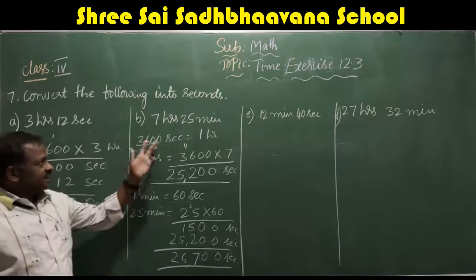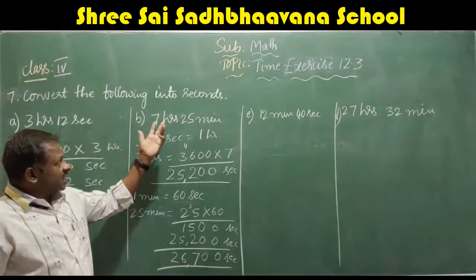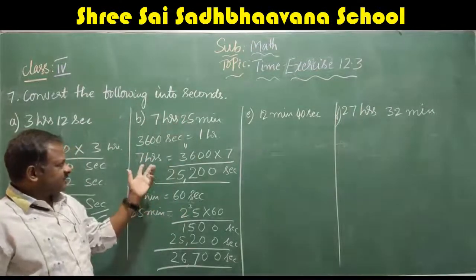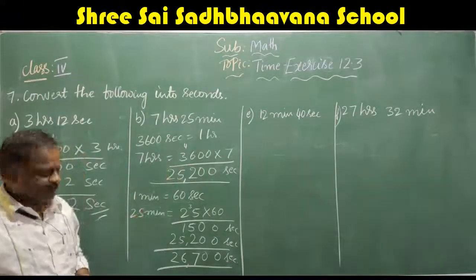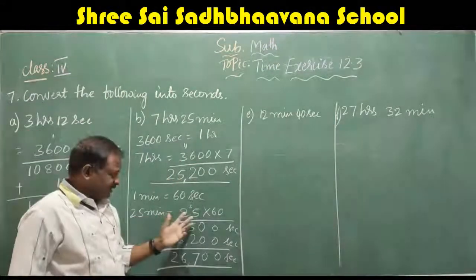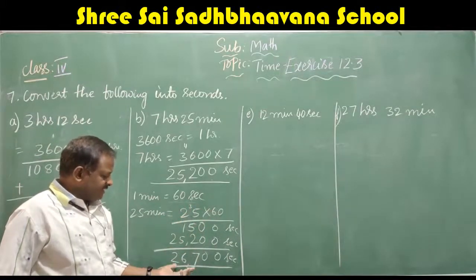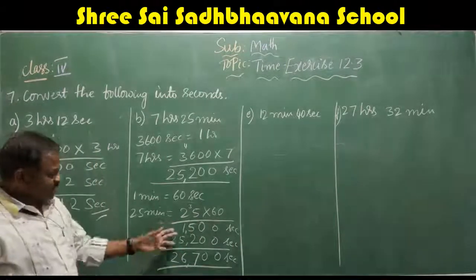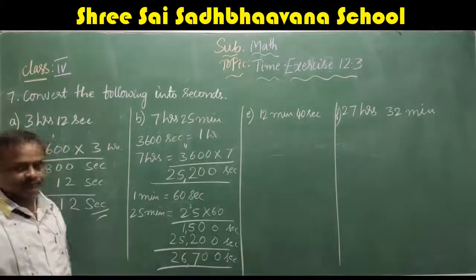Once again I will explain. Here they are given 7 hours and 25 minutes. That means you have to convert hours also into seconds and minutes also into seconds. First we will convert 7 hours into seconds. You will get 25,200. Then convert 25 minutes into seconds, 25 into 60, you will get 1,500 seconds. Then add these two, you will get 26,700 seconds.